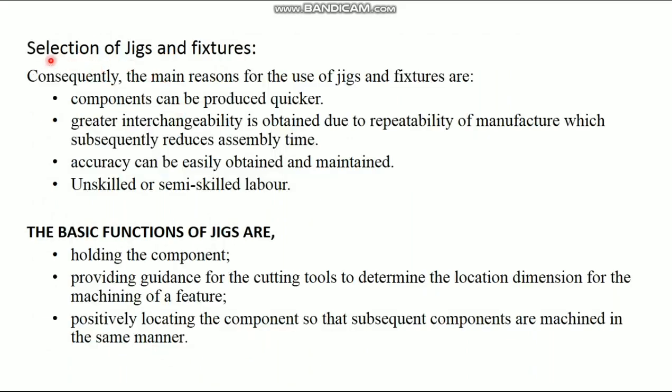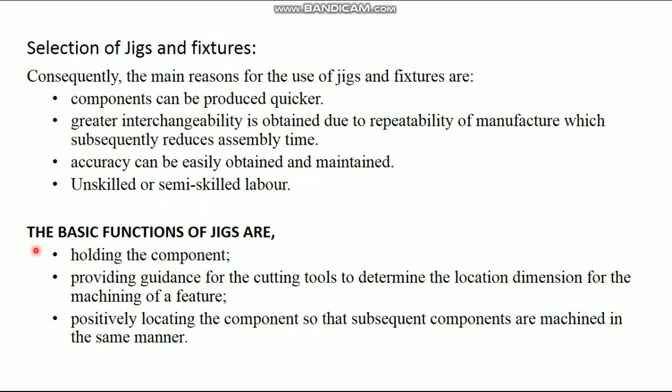Then selection of jigs and fixtures. Consequently, the main reasons for the use of jigs and fixtures are: first one, components can be produced quicker. Greater interchangeability is obtained due to repeatability of manufacture, which subsequently reduces assembly time. Accuracy can be easily obtained and maintained. Unskilled or semi-skilled labor is enough to operate jigs and fixtures.